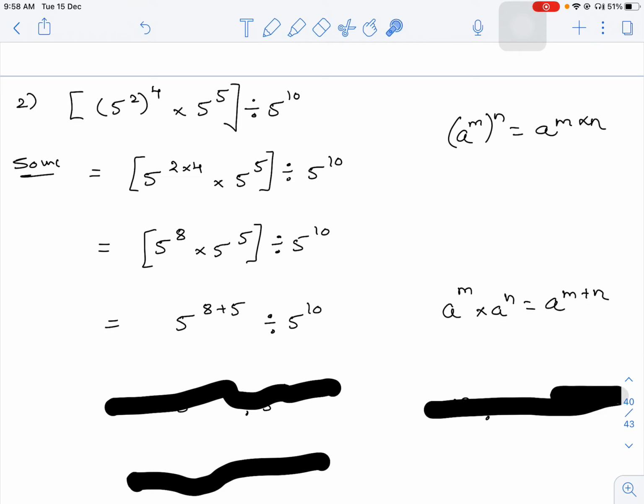We get 5 raised to 8 plus 5 divided by 5 raised to 10. Now 8 plus 5, so it is 13. So in the next step we will write 5 raised to 13 divided by 5 raised to 10.